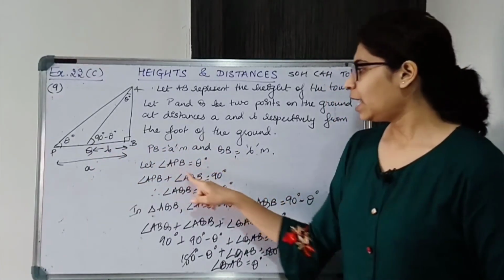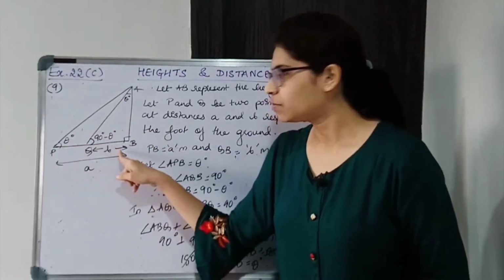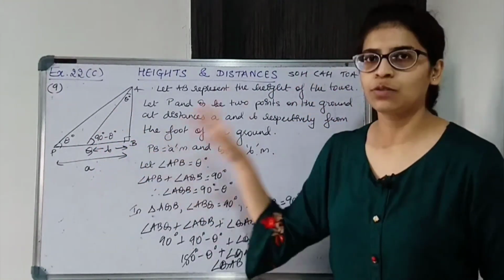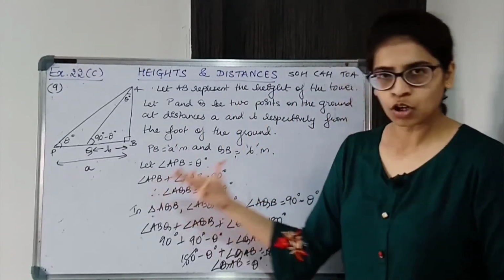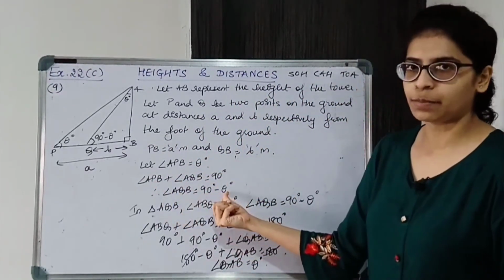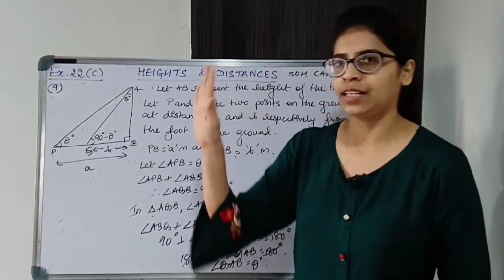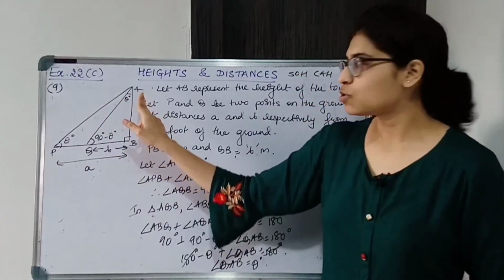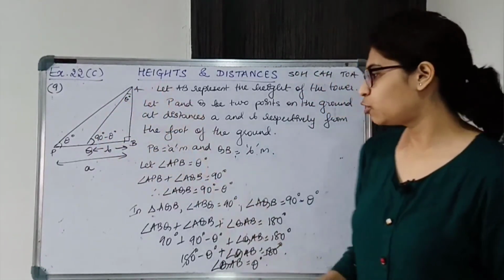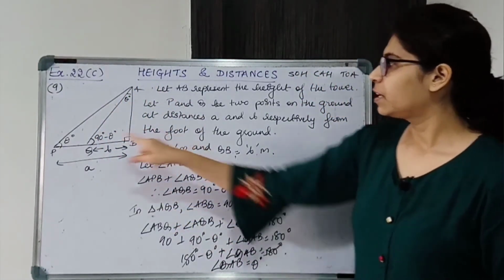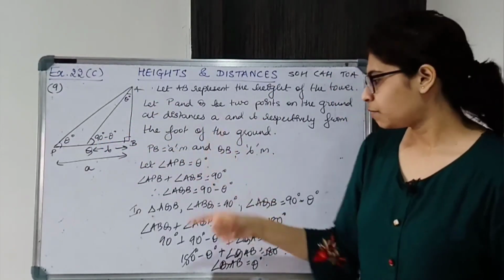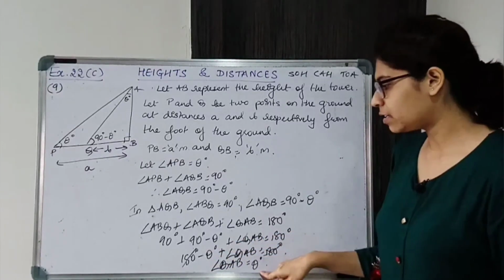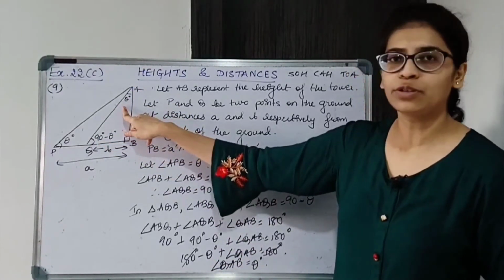Angle APB we are taking as theta. So let it be equal to theta. Then what will this angle AQB be? It will be 90 minus theta because these two angles are complementary. So angle AQB is 90 minus theta. Now we are not interested in 90 minus theta. We want theta only. So this angle will be theta. Consider this triangle AQB. In triangle AQB, show that angle QAB is theta. Take the sum of all angles as we did, and you will get angle QAB is equal to theta.